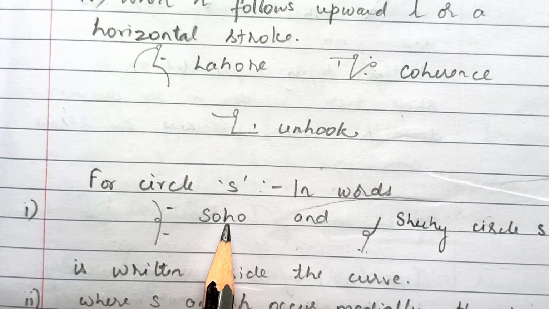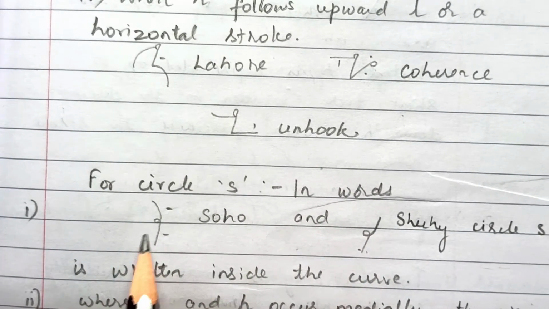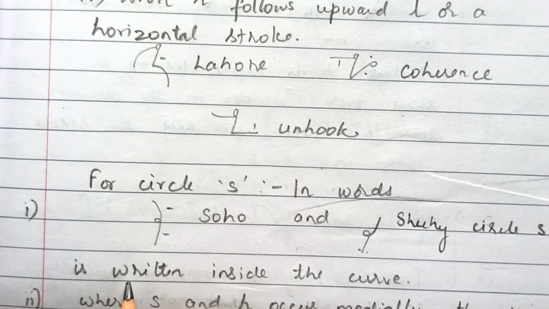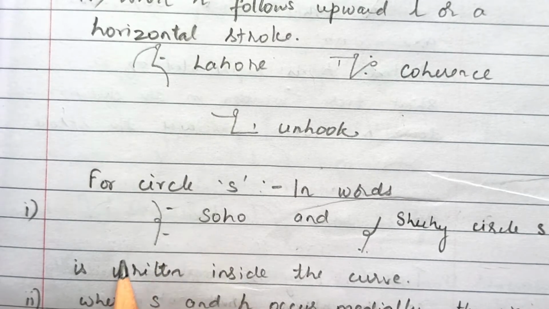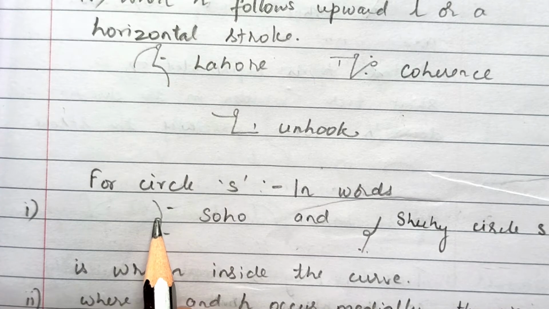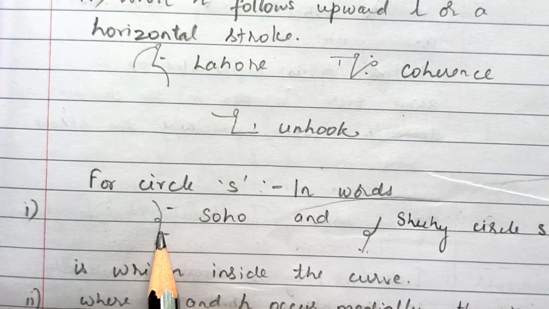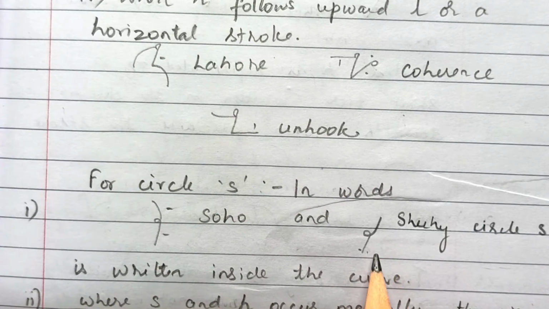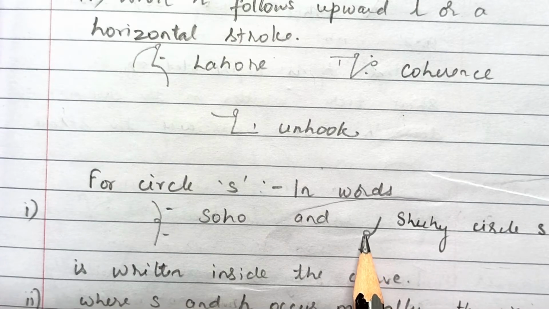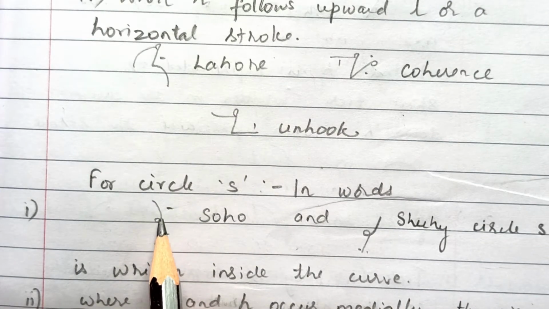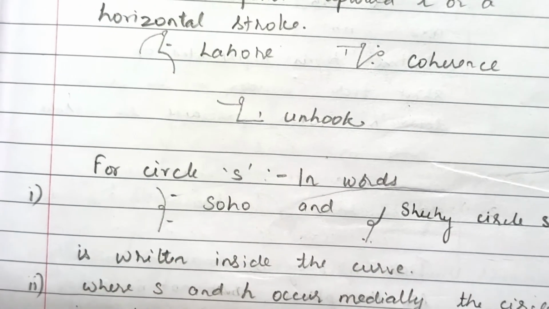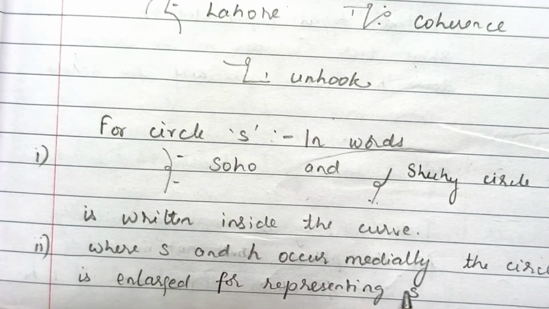And for circle S, in words like so, ho. Here the circle represents S, and here in she, he, the circle for H is written inside the curve. So, ho and she, he. And where S and H occur medially, the circle is enlarged.